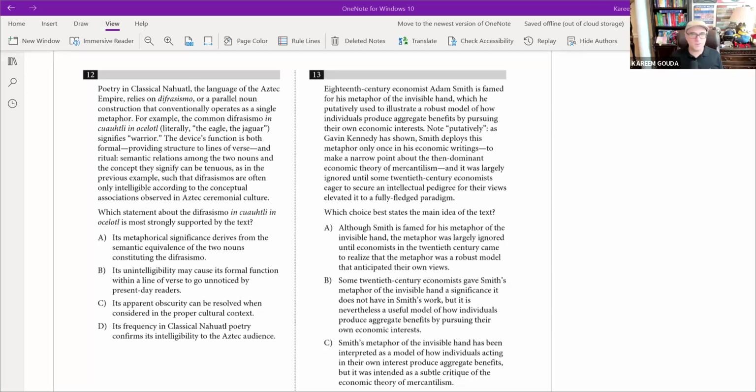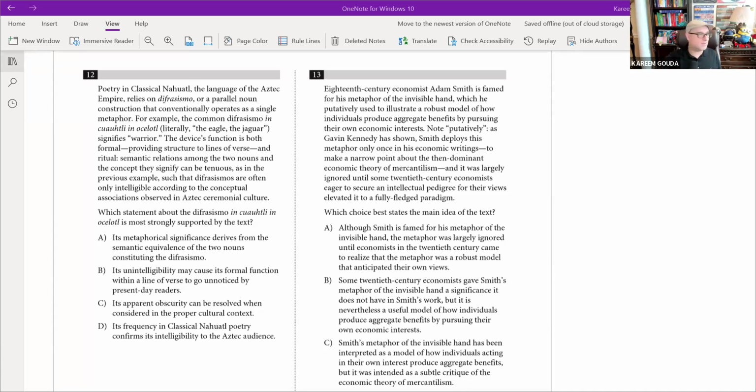Let's start with question number 12. Let me make sure you guys can see this. Come on. And here you go. All right. You all see number 12? Do you see number 12? Give me a thumbs up. Yay, let's go.